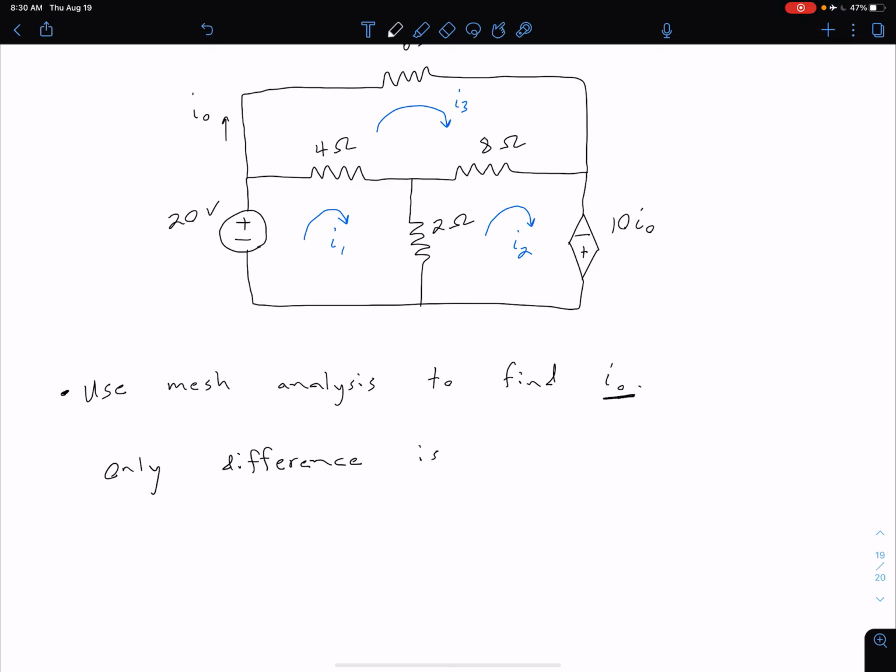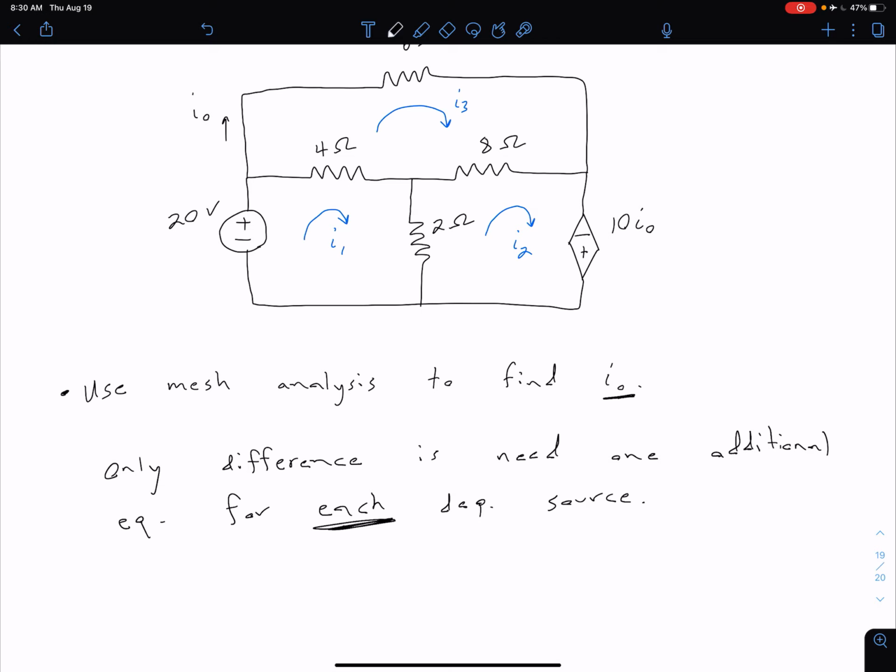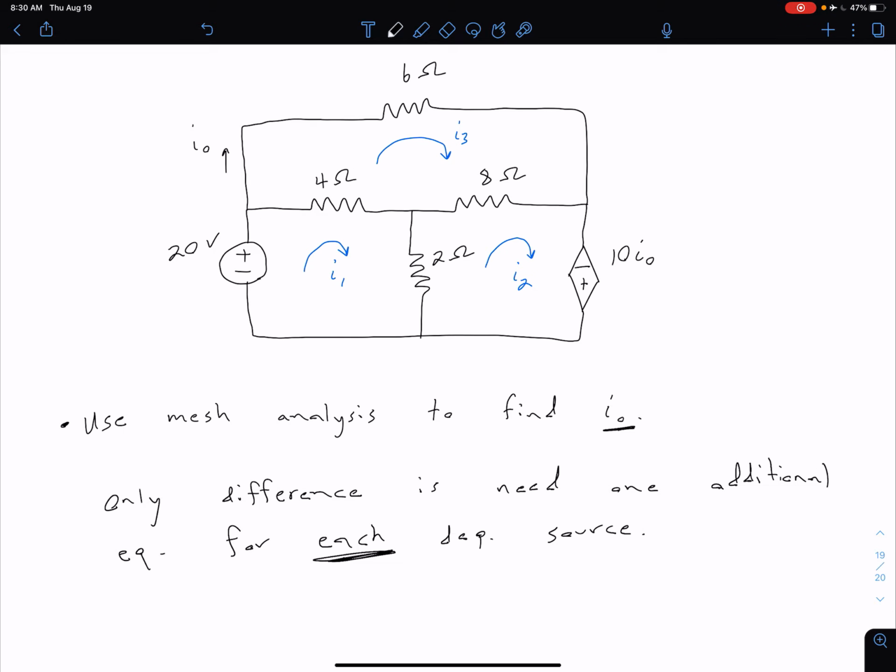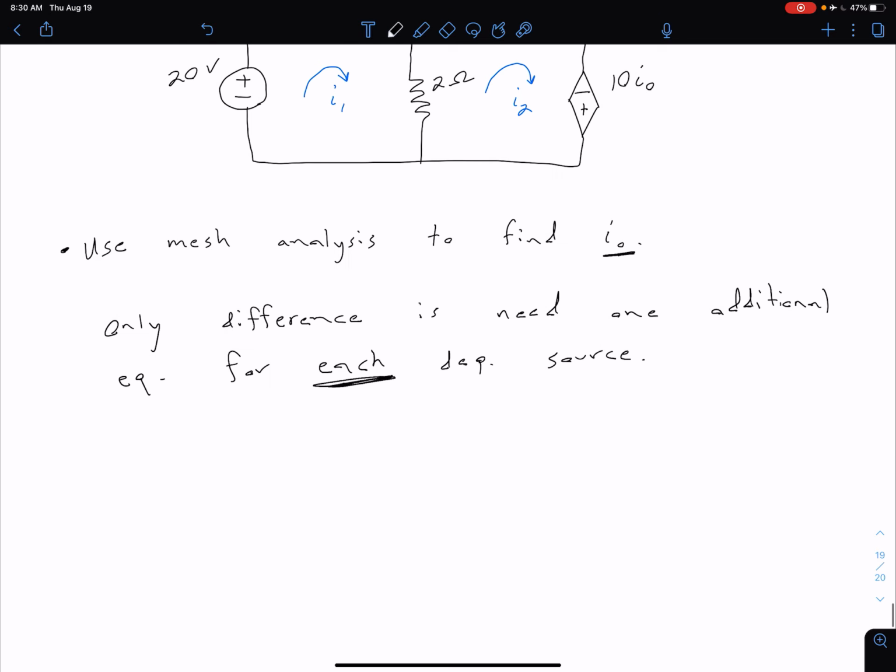So the only difference is we need one additional equation for each dependent source that we have in the circuit. So a key thing to note here is that we are going to need one equation for each of our dependent sources. So in this case, we see that we have three meshes, and we note that our mesh currents are already defined for us.